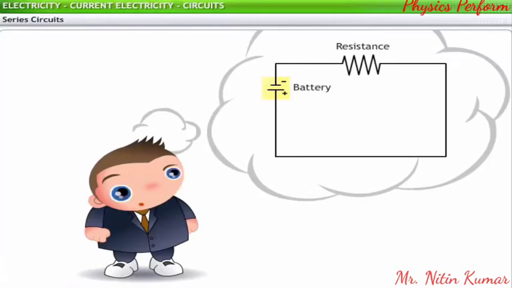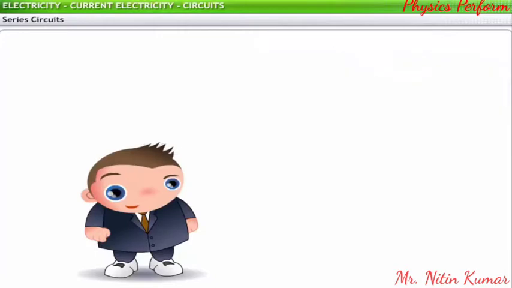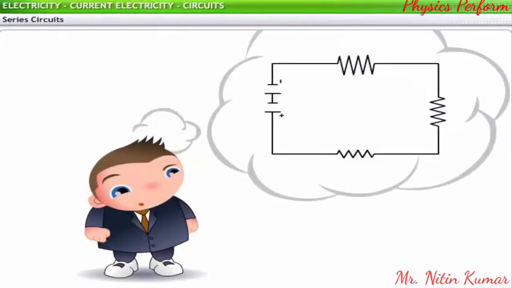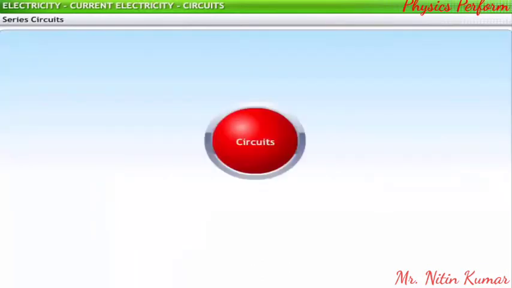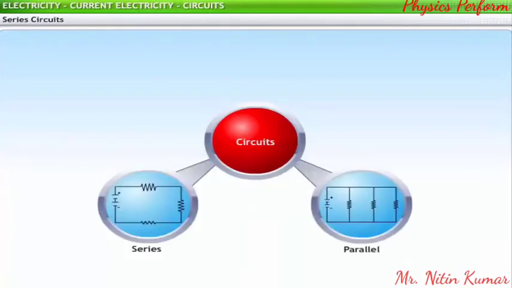Circuits that consist of just one battery and one load resistance are very simple to analyze, but they are usually not found in practical applications. Most often, you find circuits with more than two components. You can connect the components in a circuit in two ways: in series and in parallel.